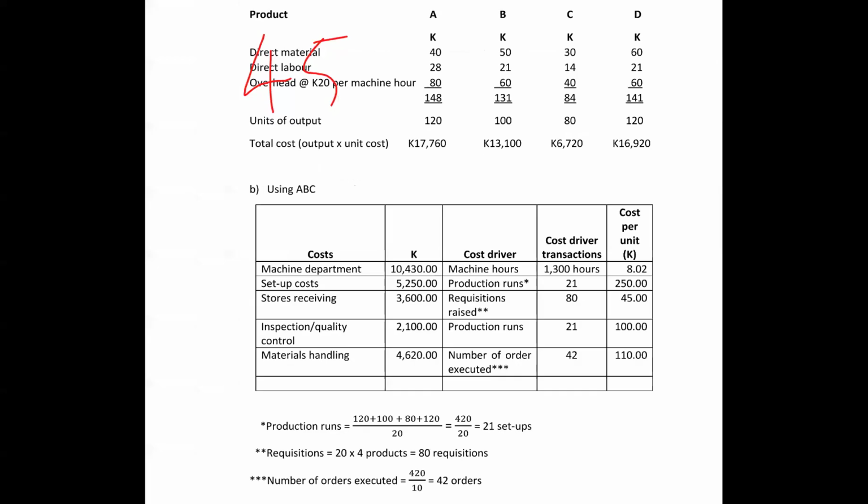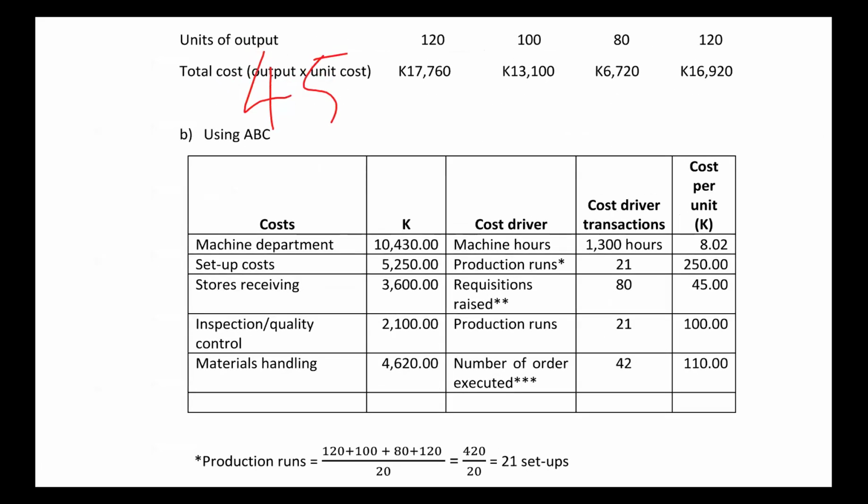Don't know where that 45 is coming from. Under the number of requisitions here, we found 45. 45 times 20, so it will be fixed at 900 throughout. So it's 900 for each product. That's why you find that it will be 900 throughout. So we have allocated all these.